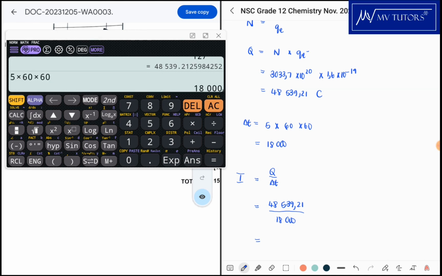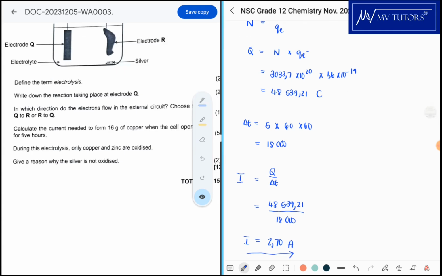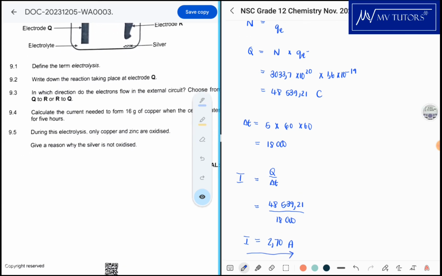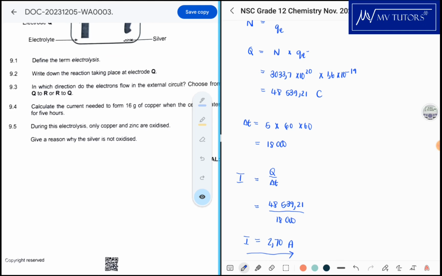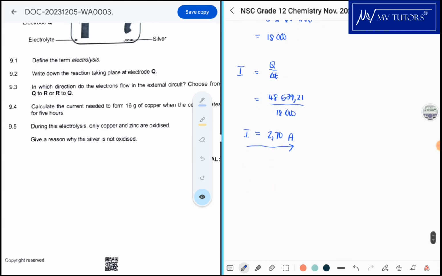48,539,21 divided by 18,000 gives us 2,696, so that's basically 2,70 if we round it off to 2 decimal places, amperes. That is the current passing through, or the current needed to form the 16 grams of copper. Remember, this is an electrolytic cell, so you do need current passing through, electrical energy.